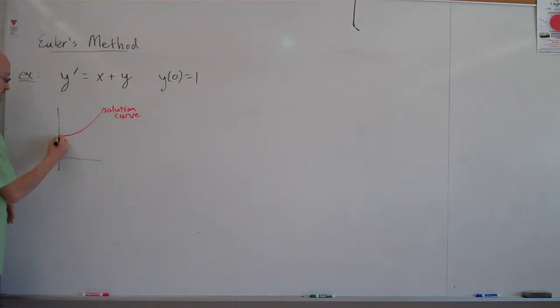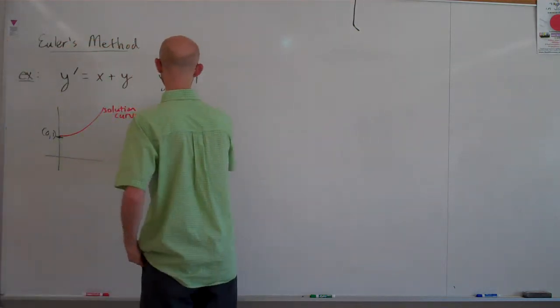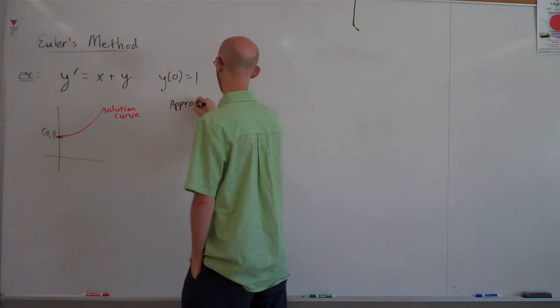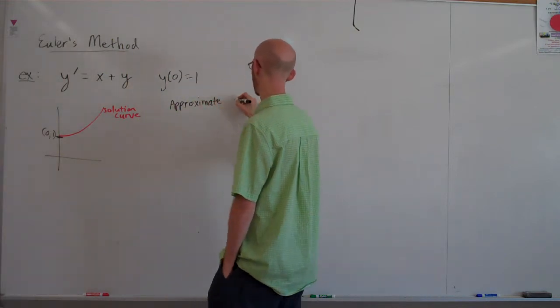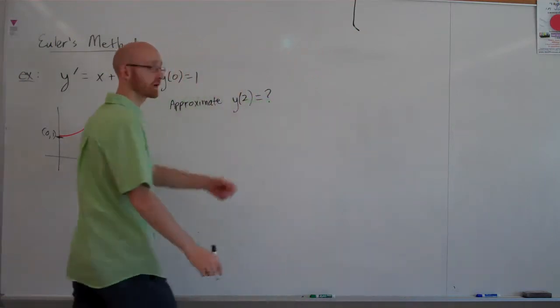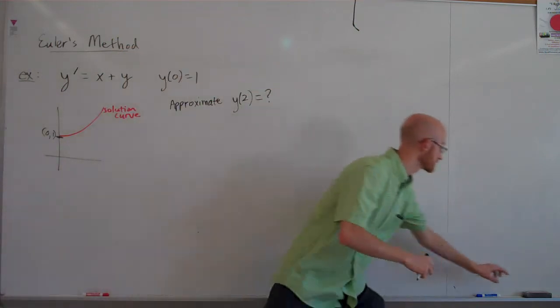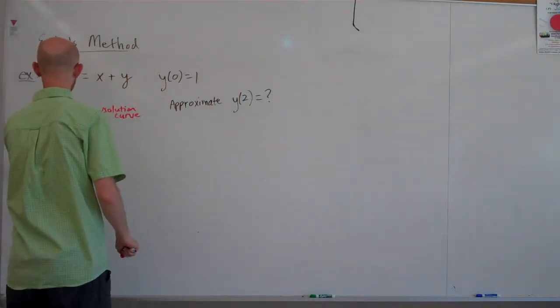What we do know, though, is that there's a point right there, that's 1, so that's (0, 1). Let's say, for example, that we're trying to approximate y of 2. So we're trying to find what y of 2 is, and what we know is that point. I'm actually going to draw my solution curve a little differently just to make it simpler on the picture.